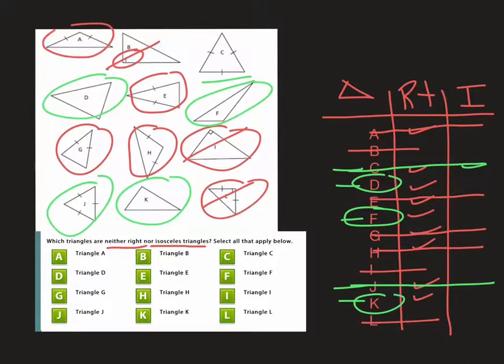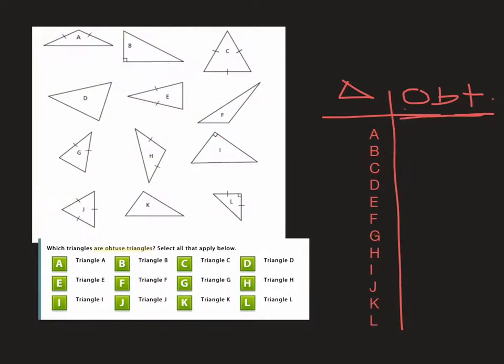So our 3 correct answers for this problem, when we categorize triangles that are neither right nor isosceles, would be D, F, and K. A little bit easier on this, we're looking for all the triangles that are obtuse. That means they have one angle that is greater than 90 degrees. So let's take a look.